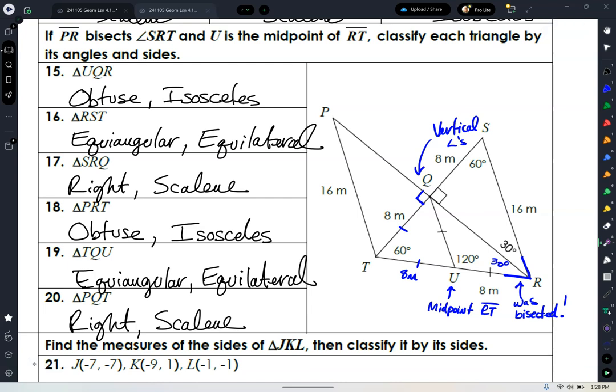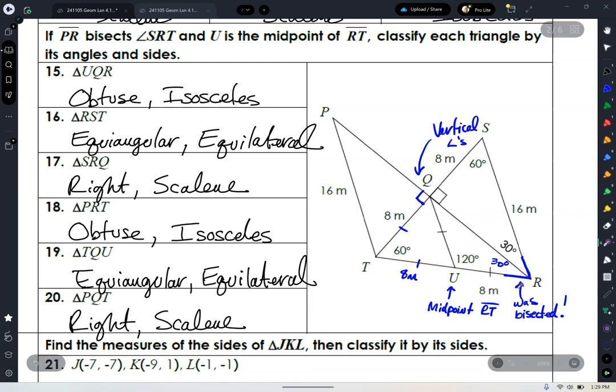And so just some things that you should know too that you can see, right? You've got vertical angles here, so you should know that that's a 90-degree angle. You've got your angle SRT being bisected. You know U is the midpoint of RT. So that gives you some more information. So TQU, so that's this triangle right here, TQU. All right, so we kind of have to build this information, right?